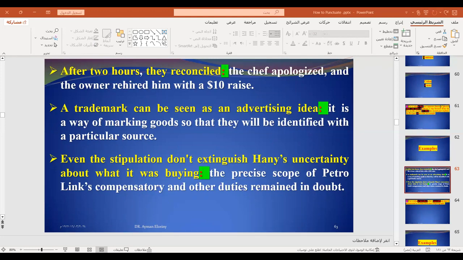الصوت واضح عند الجميع؟ صوت واضح؟ واضح يا دكتور.